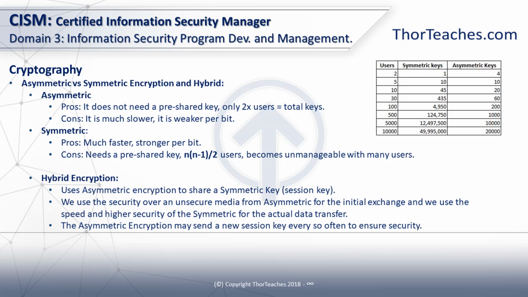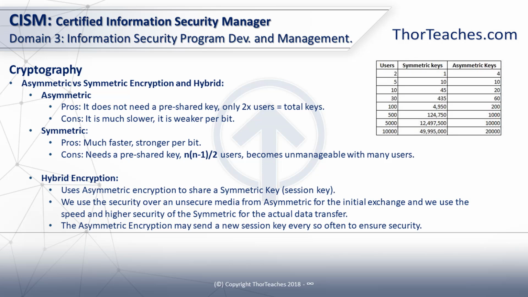Symmetric encryption, on top of needing the pre-shared key, has one of the formulas I would know for the exam: n times (n minus 1) divided by 2. If you look over here on the right, you can see how many keys we need for how many people. If it's just 2 users, and we use a symmetric key, we just need 1. We need that pre-shared key, the secret we agreed upon.